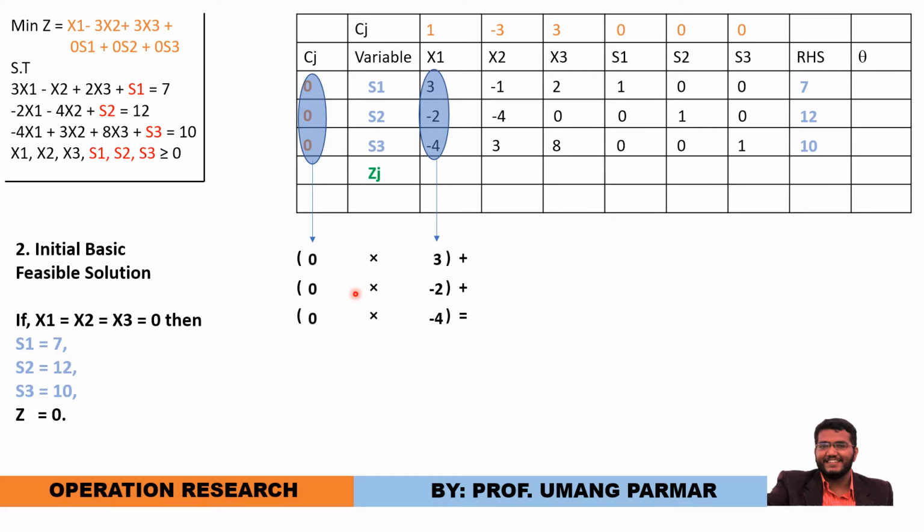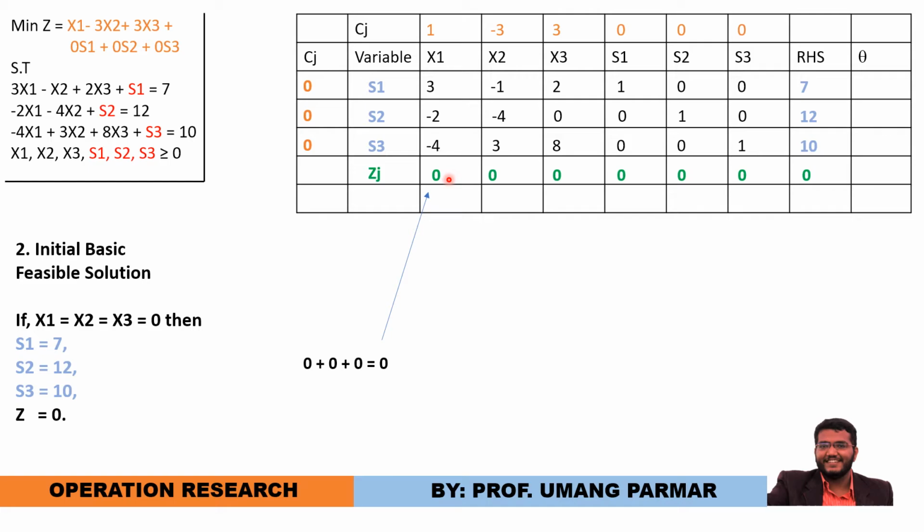So this way 0 into 3 plus 0 into minus 2 plus 0 into minus 4. So ultimately for any column we need to multiply the numbers with the Cj values and add row wise to get the value of Zj. So if I multiply 0 with the 3 plus 0 with the minus 2 plus 0 with the minus 4, I will get the answer 0. So 0 plus 0 plus 0, my answer will be 0, and that 0 will come here. So here I am writing the 0. The same way for the other variables, when I am finding the Zj value, it will be 0.